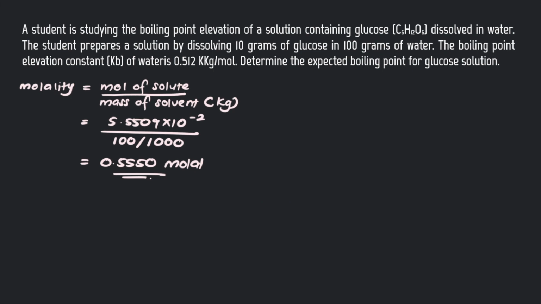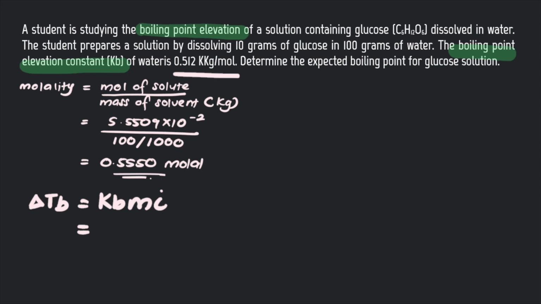Alright, so now you are going to calculate the boiling point elevation. So the boiling point elevation we can write as delta T boiling, which is equivalent to the boiling point elevation constant, Kb, and then you have molality, and you have this i. Alright, so Kb is given to you, 0.512 Kelvin kilogram per mole.